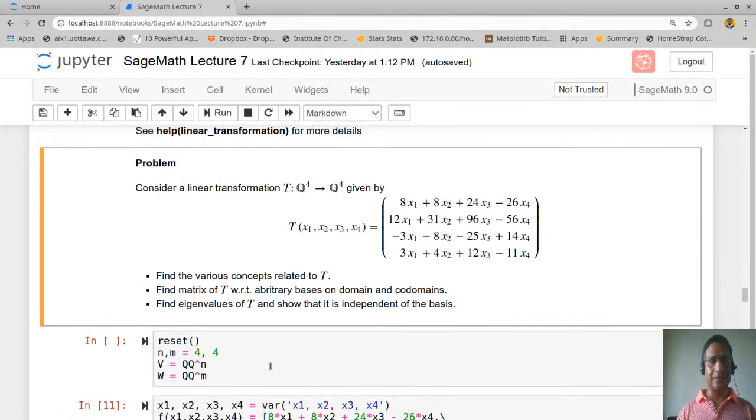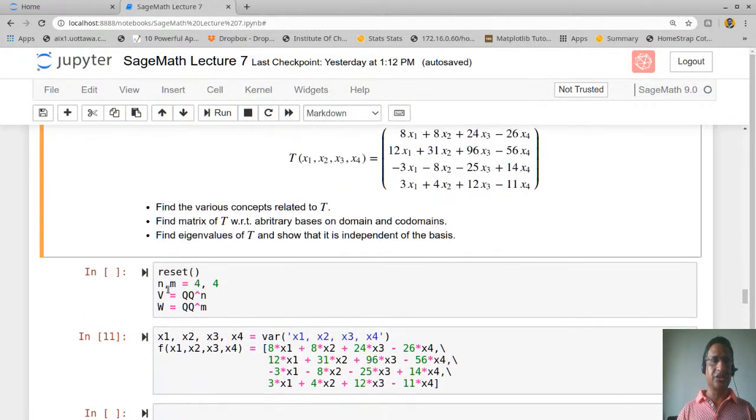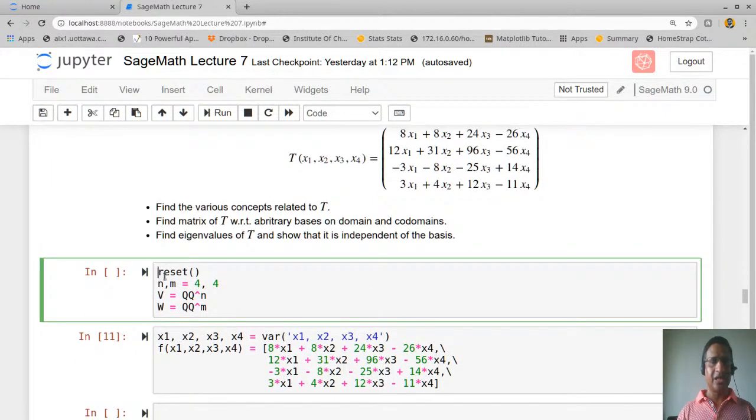So let us begin with how we can define a linear transformation. First let us say reset, which means that all the previous things we have generated will be forgotten. Now let us say m and n. We want to think of a linear transformation from Rm to Rn, or Rn to Rm, whichever you want. In this case V is Q to the power n, W is Q to the power m. Of course, in this case m and n are the same. And now how do we define it?